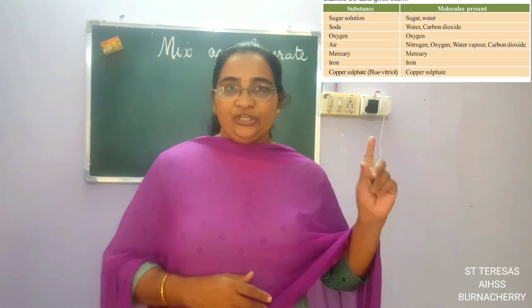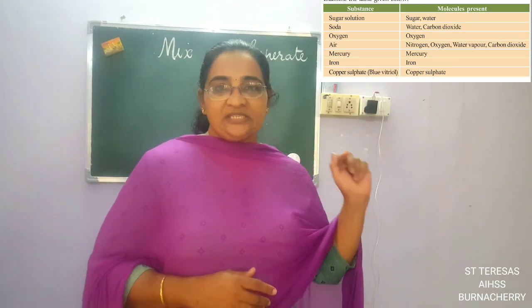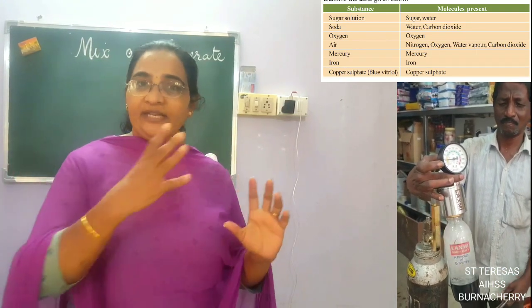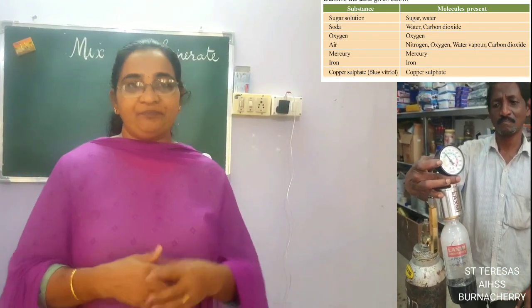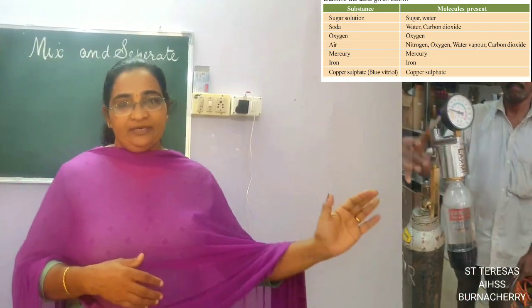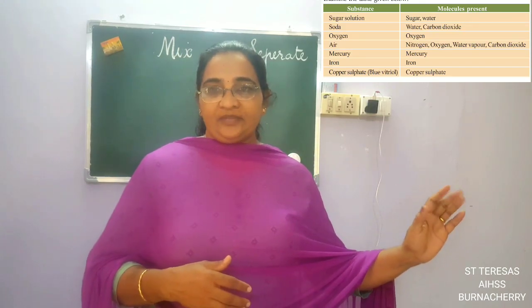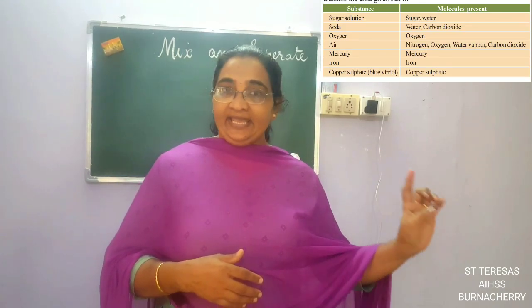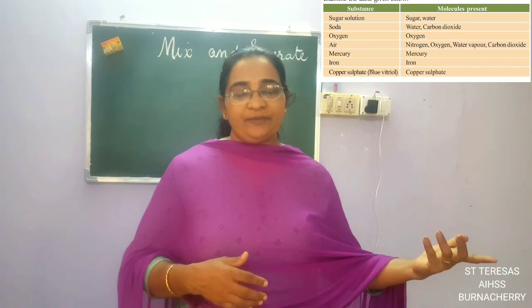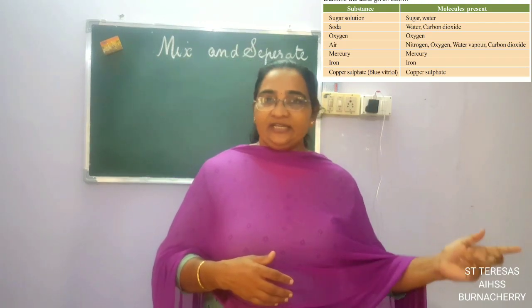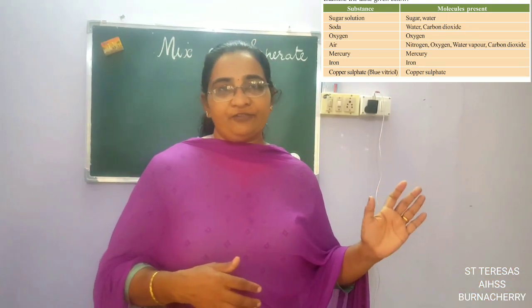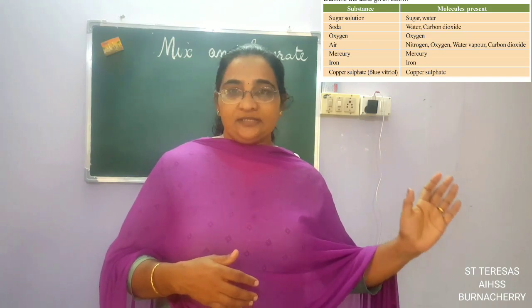Sugar solution: sugar and water. Soda. How is soda made? We know when you pass carbon dioxide into water, we get soda. So in soda, which are the different substances? Water and carbon dioxide. Oxygen: there is only one molecule. Air. We know air is made up of different types of gases. So which are the different types of gases present in air? Nitrogen, oxygen, water vapor, carbon dioxide. All these types of gases are present in air.